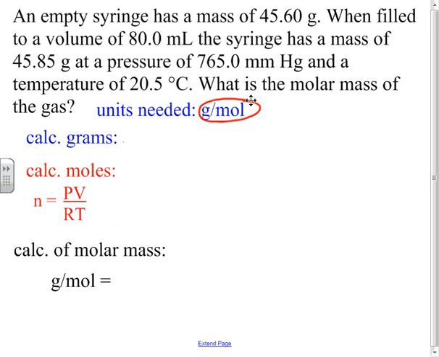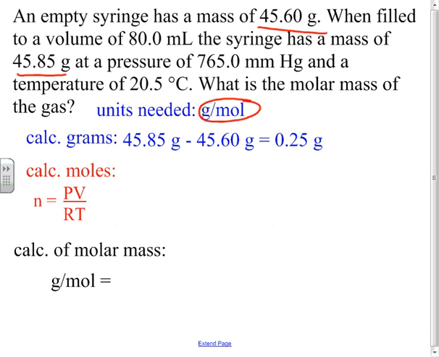So to solve this, we need to know the mass of the gas and the number of moles of the gas. To get the grams of the gas, we are given the mass of the empty syringe and the mass of the syringe with the gas. So the gas by itself can be determined by simple subtraction. The syringe with the gas minus the empty syringe gives you the mass of the gas by itself.